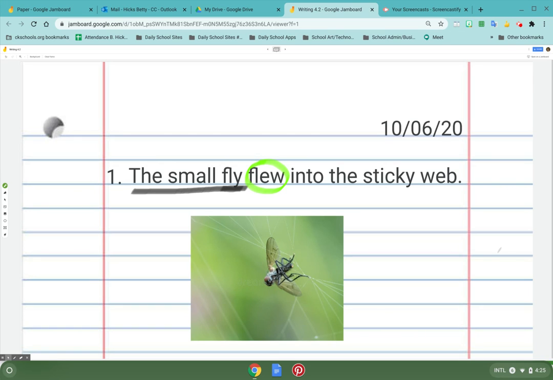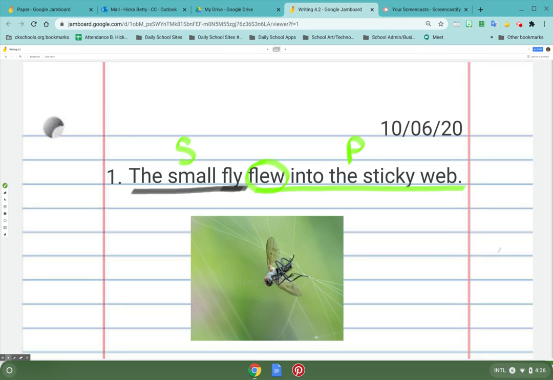And then in order for me to complete the sentence, I have to ask myself, okay, where did the small fly fly into? When was he doing it? How was he doing it? Where was he doing it? And I really have to ask those questions so that my sentence becomes very, very clear and good. So what I did is I told you where he flew into. And where he flew into was a sticky web. Now, the small fly being my subject, flew into the sticky web being my predicate. This is my predicate. This is my subject.